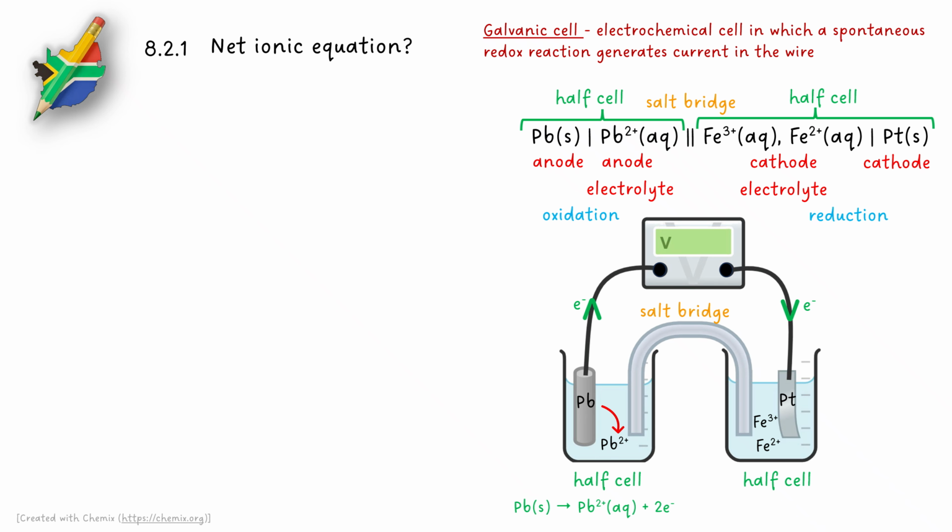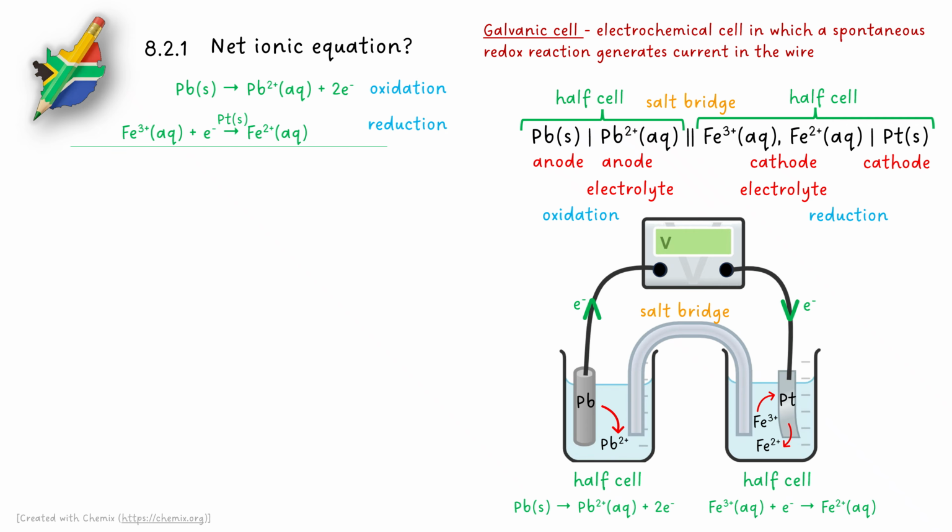During reduction, iron 3+ ions each gain an electron from the cathode and form iron 2+ ions in solution. So no plating or deposition of iron occurs onto the cathode. Rather, the platinum electrode merely supplies electrons to the ions in solution, reducing them from 3+ ions to 2+ ions. This is the reduction half equation.